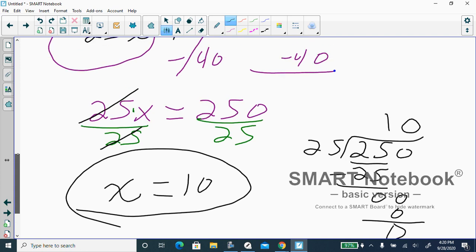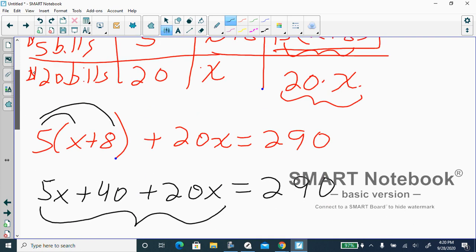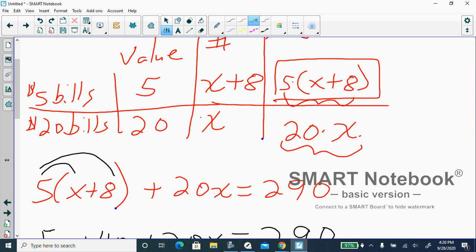So what does that mean? 10 is the amount of $20 bills. The amount of $5 bills is 10 plus 8. Remember, there are 8 more 5s than 20s. So if we have 10 20s, then that plus 8 is how many 5s? And we could check that to make sure that's really $290.